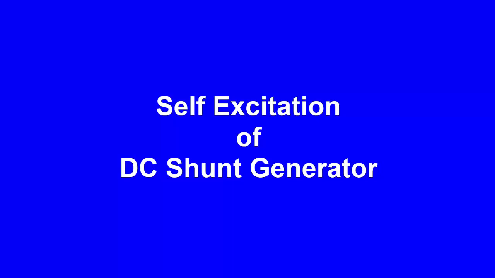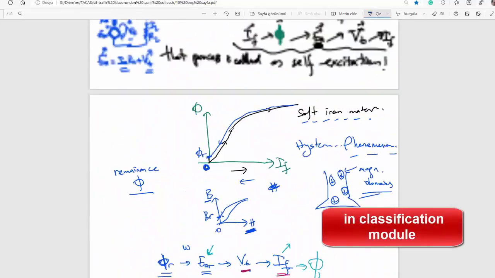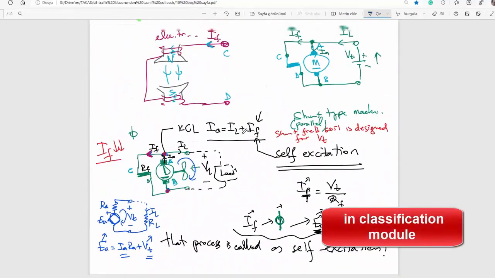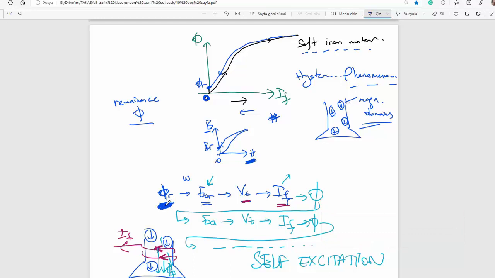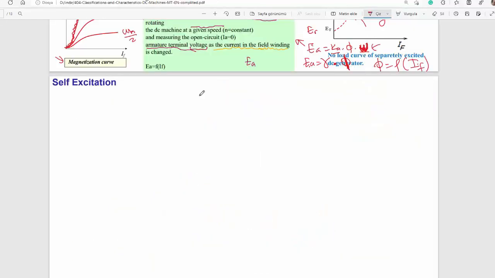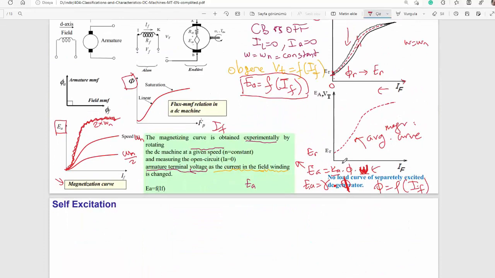What is self-excitation? In fact, we have examined a little bit here in the shunt connection. We said, first of all, there must be some residual flux in the machine. Such a flux will induce some residual EMF, ER.